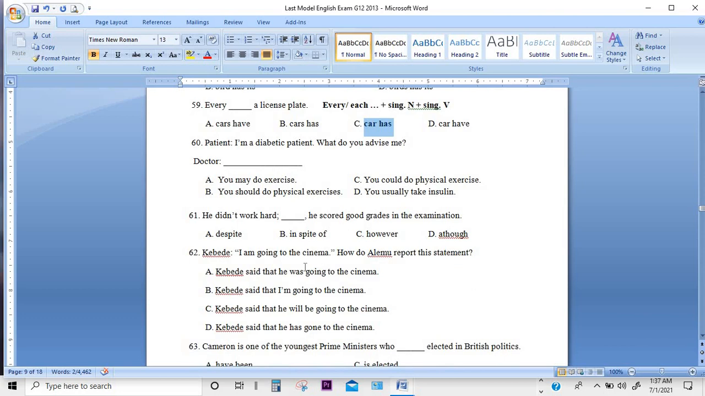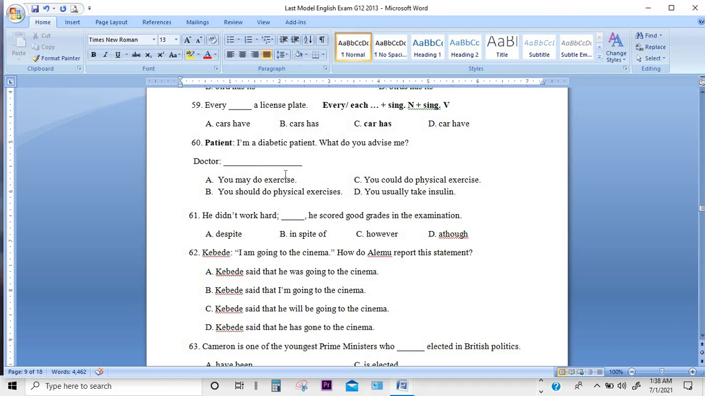It's a dialogue between a patient and a doctor. So the patient says, "I'm a diabetic patient. What do you advise me?" Okay, doctor. So what will be the reply or the response of the doctor?